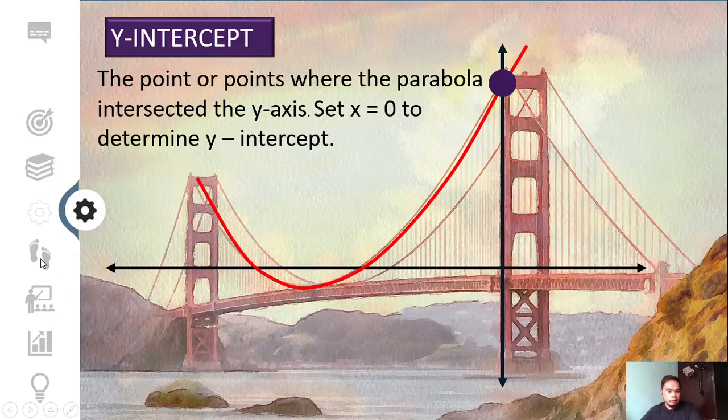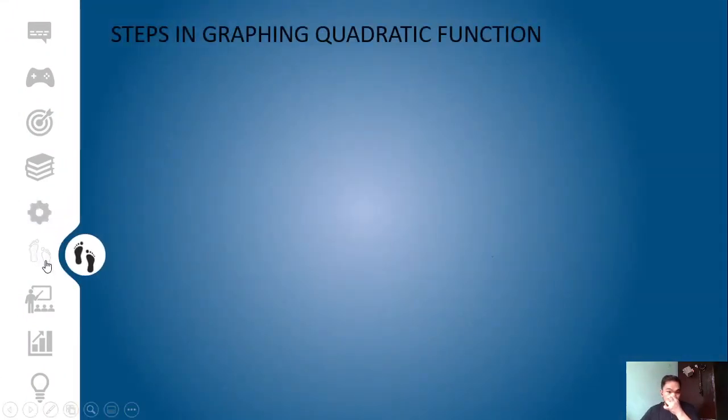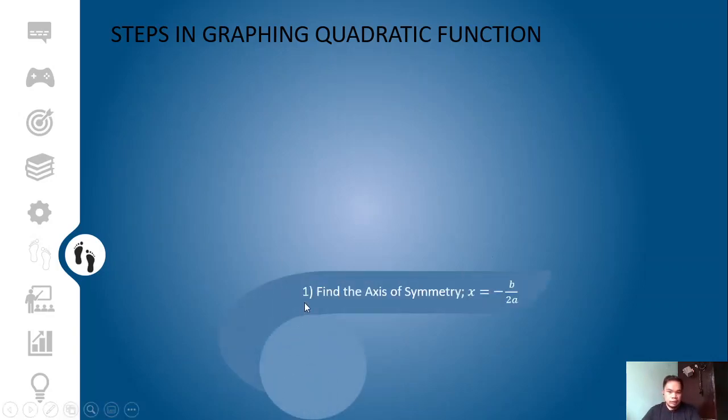Now, let's go to the steps in graphing quadratic function. So, ito yung pinaka-main lesson natin. Okay, so let's have the first step. The first step is to find the axis of symmetry. Now, to get the axis of symmetry, we're going to use the equation x equals negative b all over 2a. So that is the first step. Kukunin muna natin yung axis of symmetry using the formula x equals negative b over 2a.